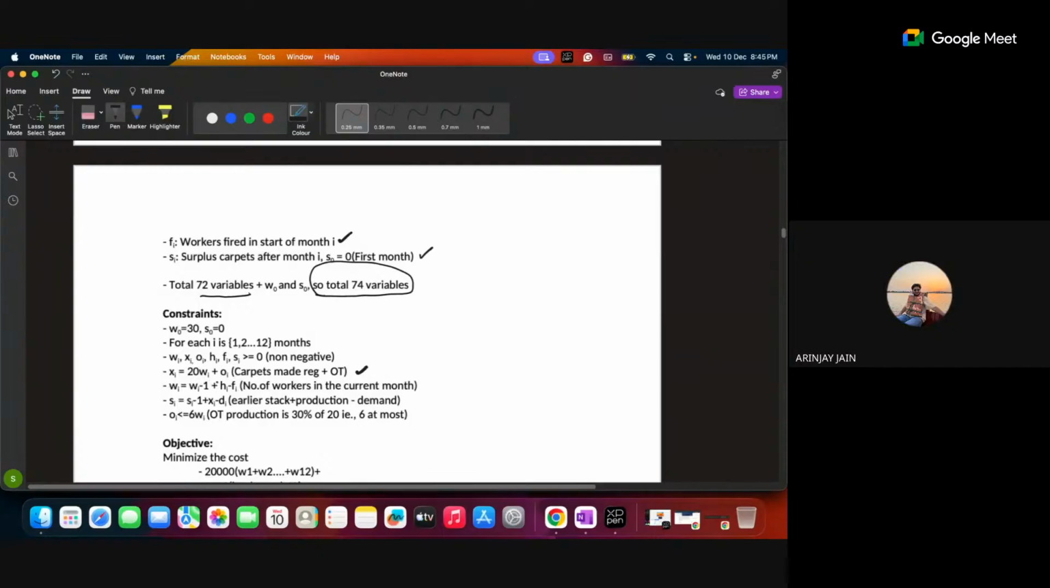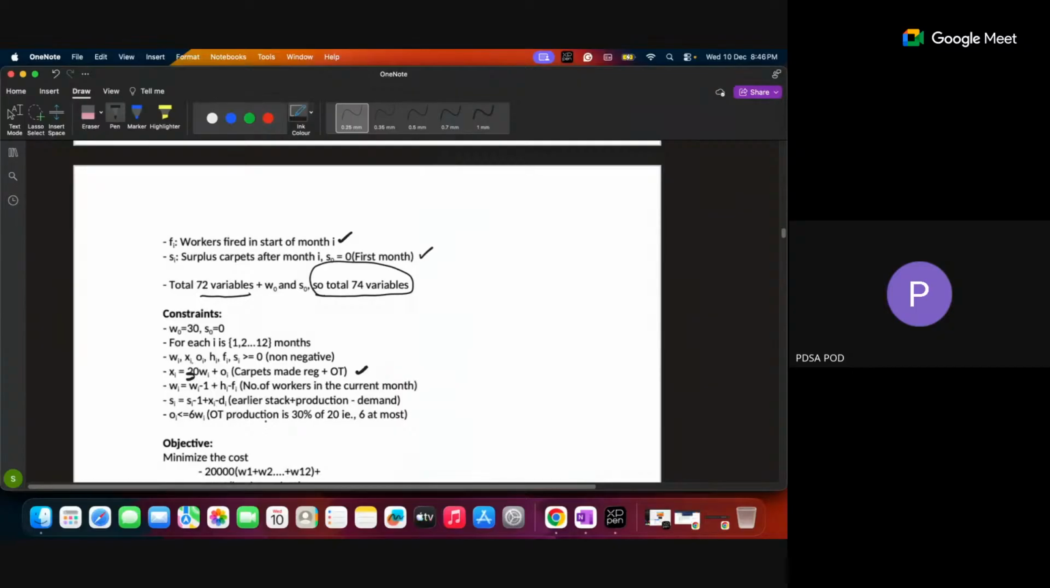Wait, 30% overtime. Sorry, this is 30%. Yeah, 30. And next, you might use that number of workers in the current month. We do that with existing workers, and there might be hiring and firing. We use H of this high minus F of this high, so that is hiring and firing. So regularly we do that.